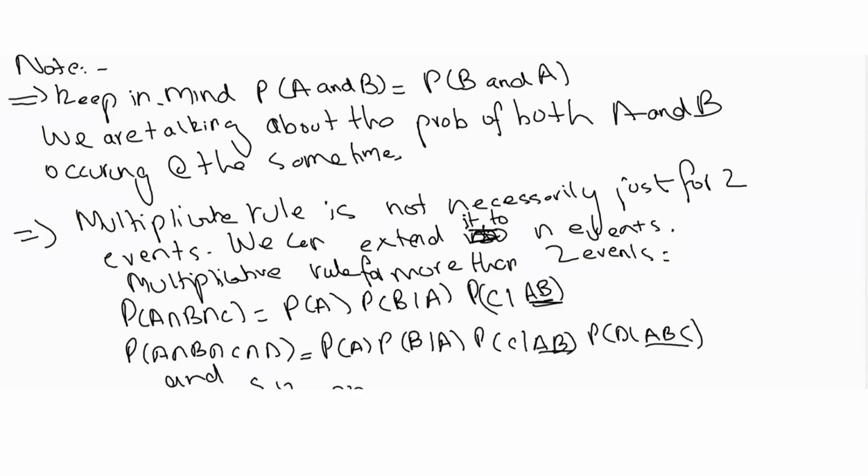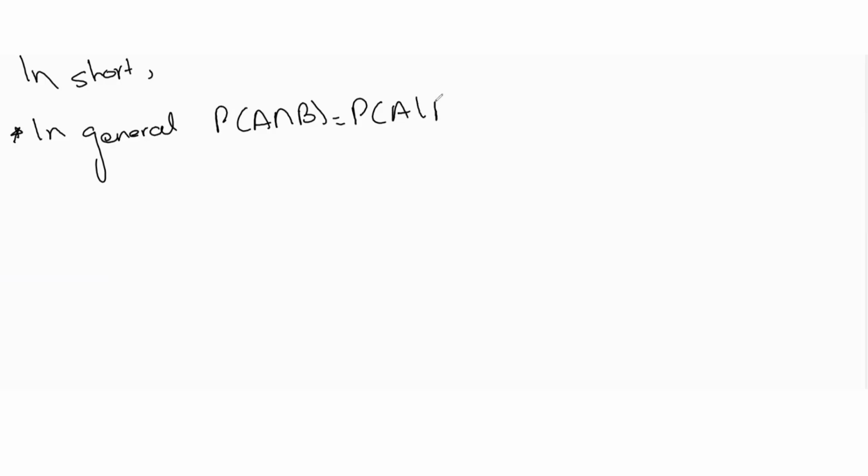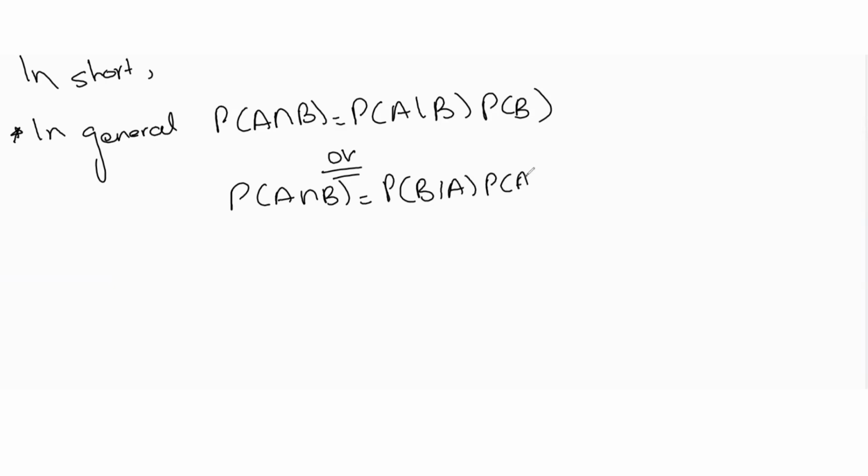So if we summarize what we have done, in general, if you want to find the probability of A intersection B, this is just probability of A given B times probability of B, or probability of B given A times probability of A. In general, you can find it like this. Both give the same answer. This is the multiplicative rule for two events.